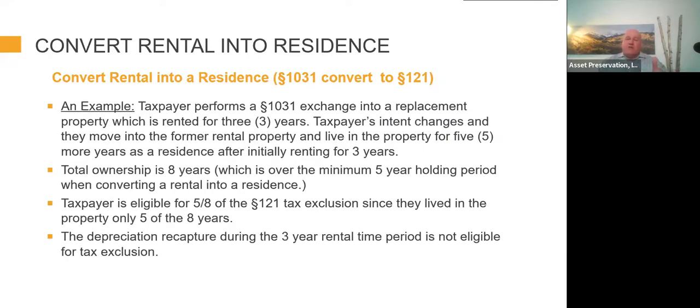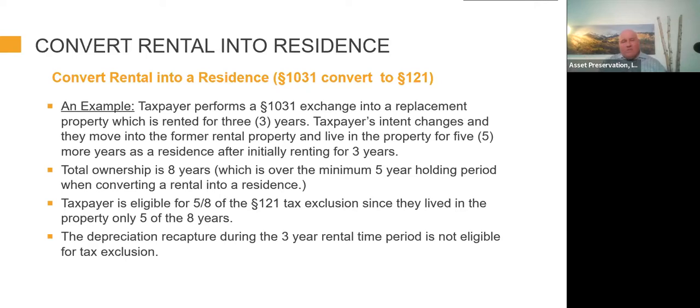Somebody does a 1031 exchange. They rent a property for 3 years, and then they change their mind, decide to move into it. They live there for 5 years. So total ownership period is 8 years. They get 5/8 of the 121 exclusion because that's the amount of time that they lived in it. So there's a benefit. And obviously, the longer you live there, the more beneficial this strategy becomes.